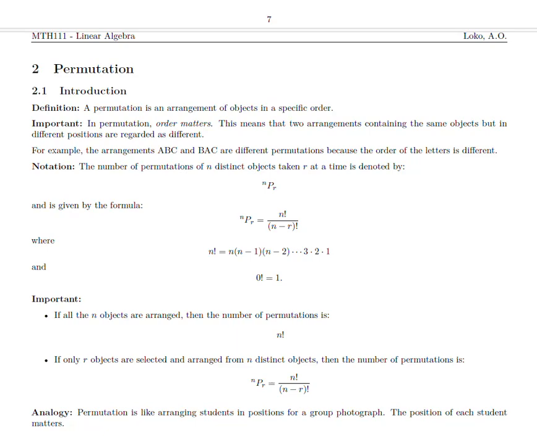Permutation. Here is part 2 now. Permutation is an arrangement of objects in a specific order.